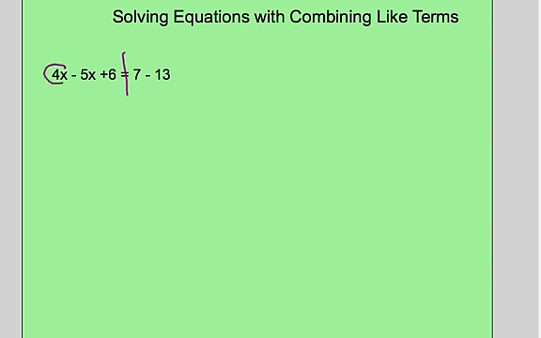So I have my 4x's. I have negative 5x and a plus 6. So put those two together. I've got negative 1x plus 6. I'm done with that side of the equation. That's done. Now I can look at the other side.